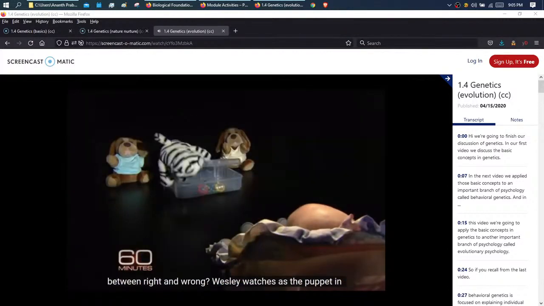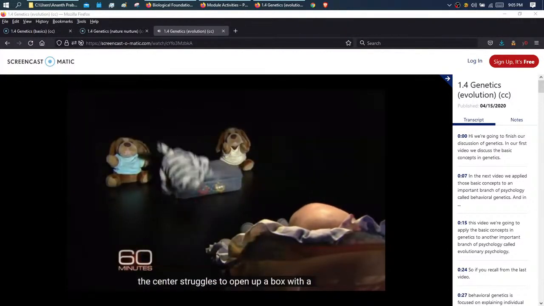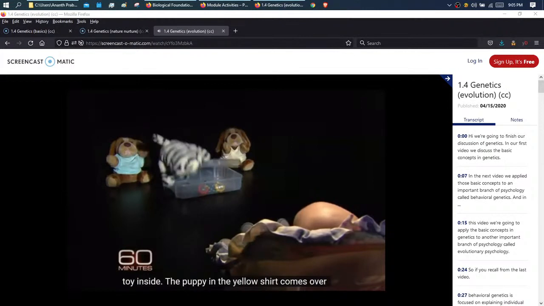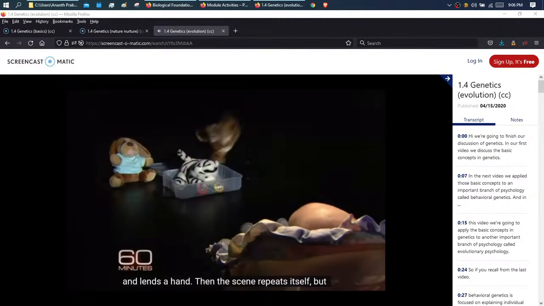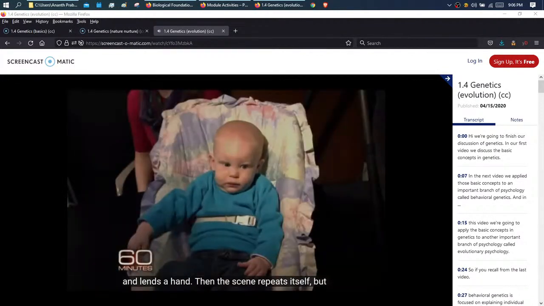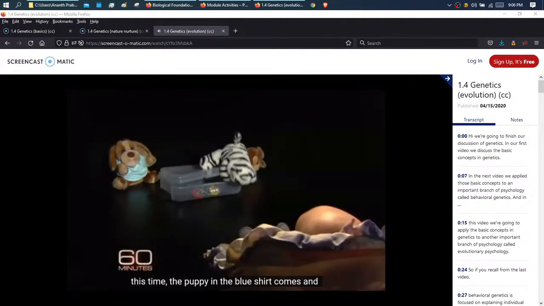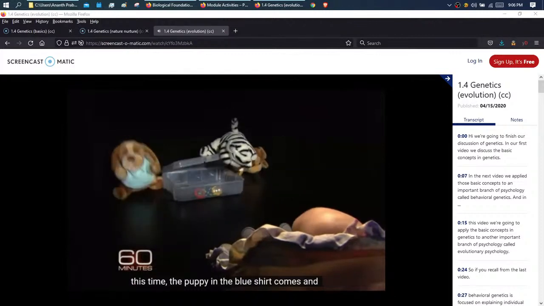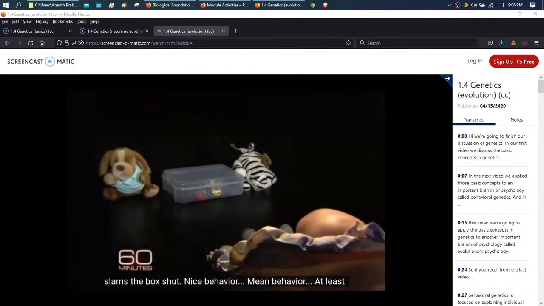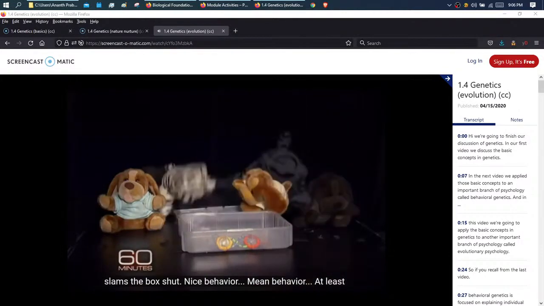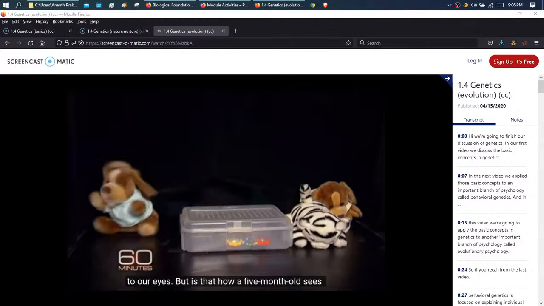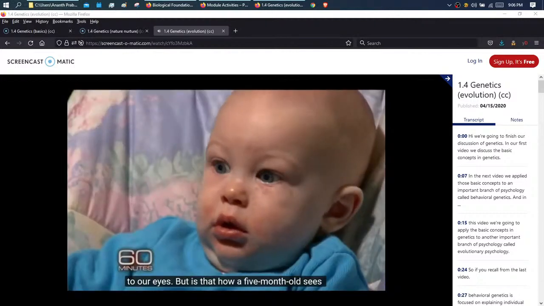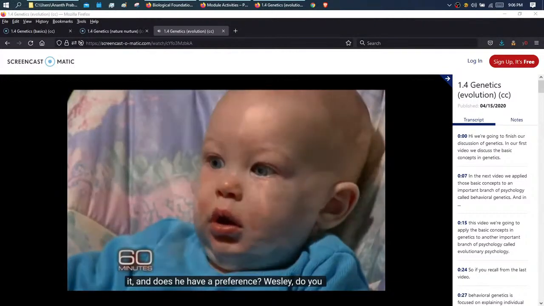Wesley watches as the puppet in the center struggles to open up a box with a toy inside. The puppy in the yellow shirt comes over and lends a hand. Then the scene repeats itself, but this time the puppy in the blue shirt comes and slams the box shut. Nice behavior? Mean behavior. At least to our eyes. But is that how a 5-month-old sees it? And does he have a preference?